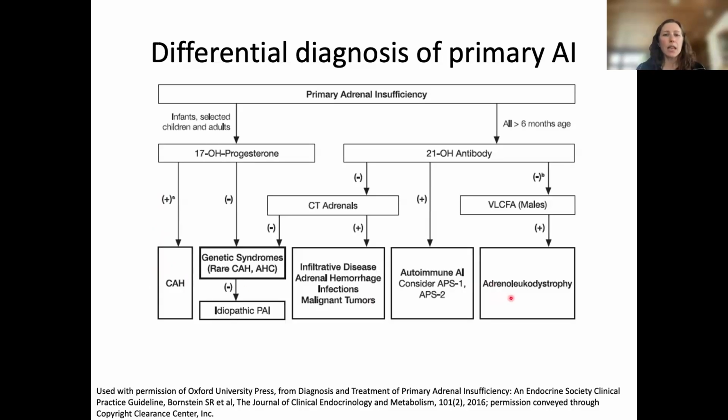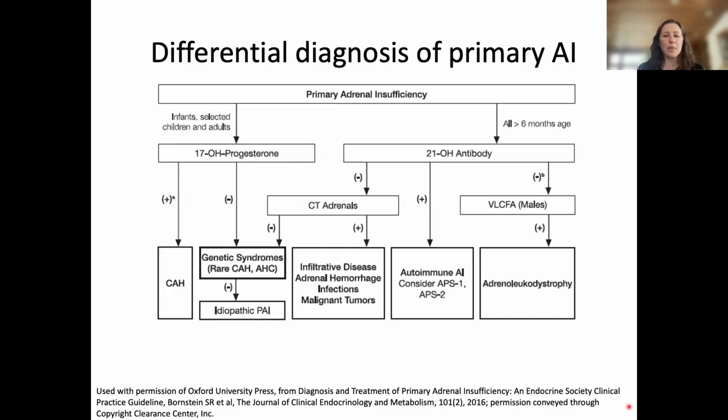Lastly, I want to highlight adrenal leukodystrophy, which is an X-linked recessive disorder caused by mutations in the ABCD1 gene, which results in defective oxidation of very long-chain fatty acids and thus their accumulation in various tissues. Males can present either during childhood or adulthood, and the adrenal insufficiency can occur either before or after the presentation of the neurologic disease. The way to screen for adrenal leukodystrophy is with a very long-chain fatty acid sample.